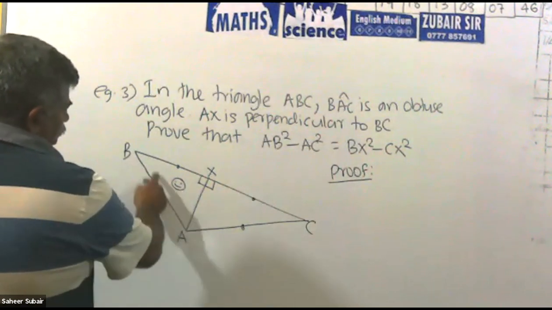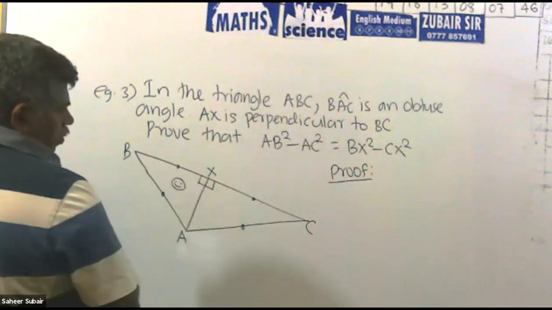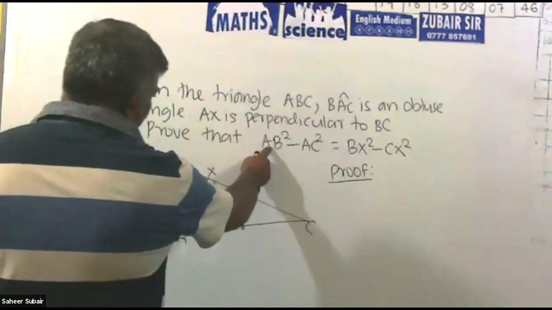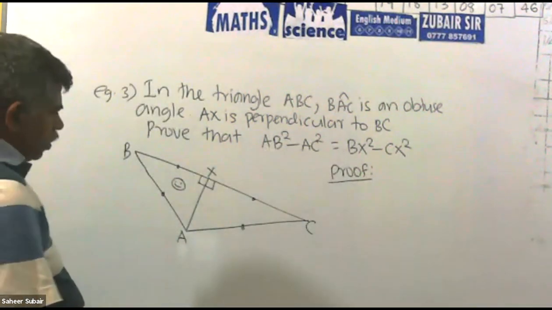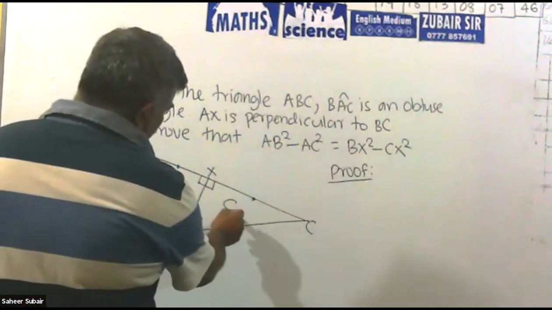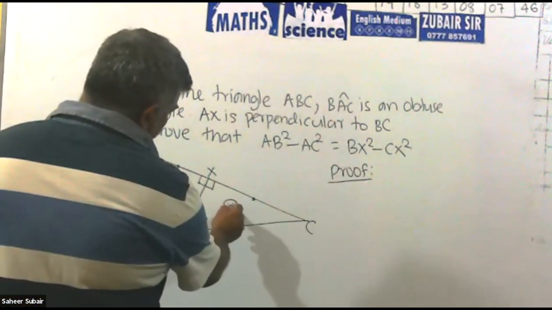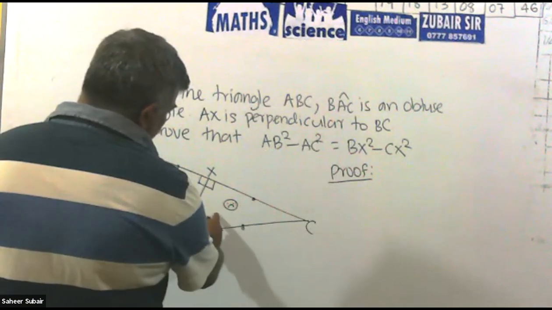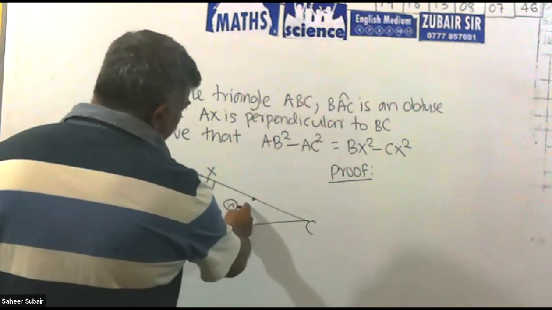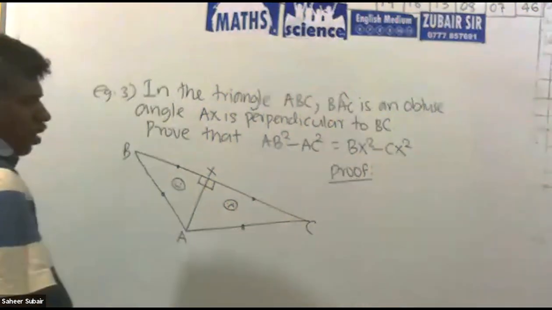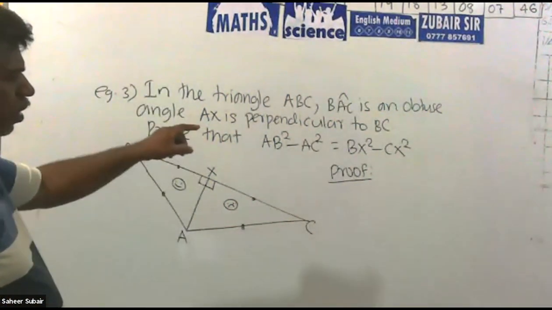Then AB and BX get connected. This AB and BX comes in a connection. Then on this side, another right angle triangle is there. In this we can use Pythagoras theorem. Then AC and CX get connected. After that we'll try to take the answer.